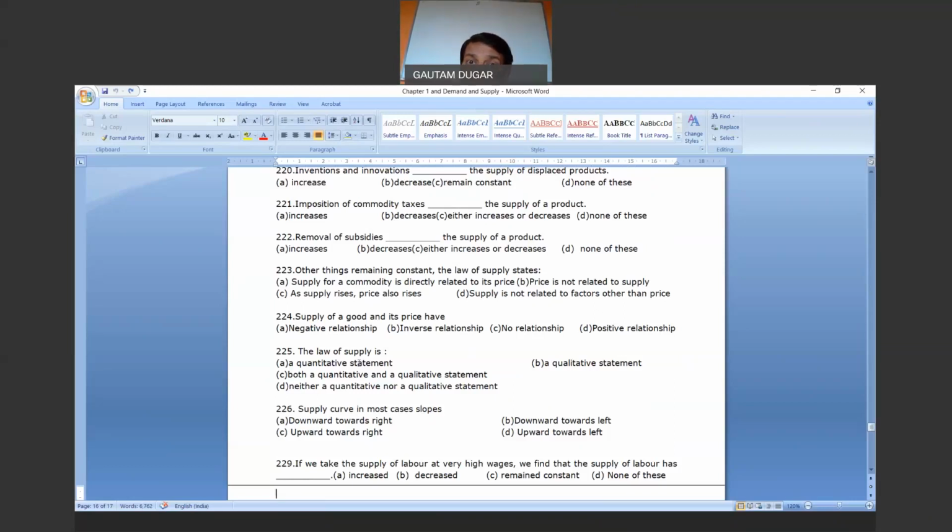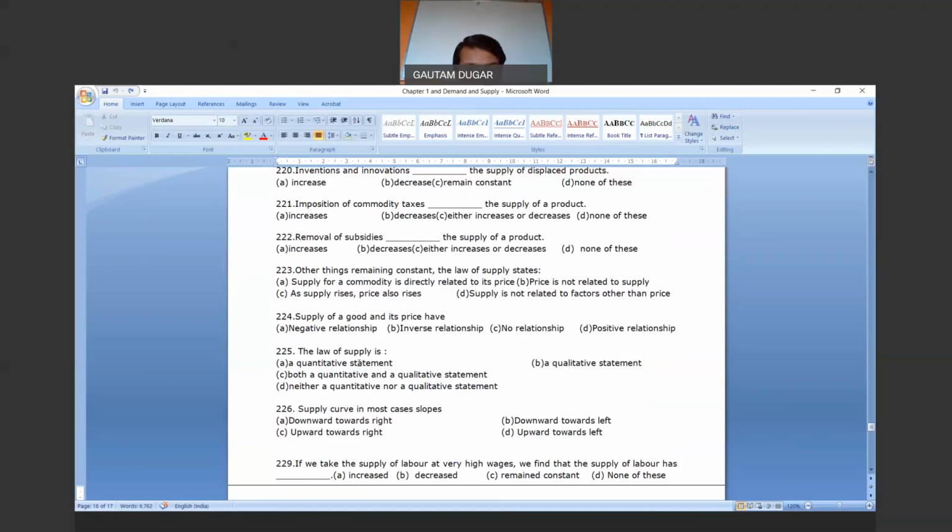Again, that mistake. Love at first sight. Supply rises, price also rises. No. If price rises, then supply rises. It's vice versa. So, 23 is actually A. Yes, now that's a good answer coming up. Supply for a commodity is directly related to its price. 223 is A.